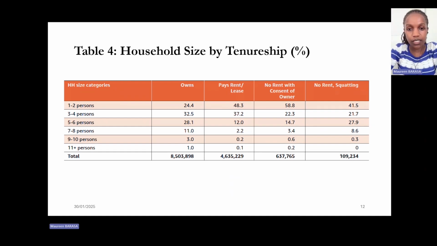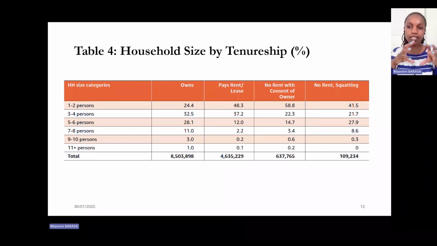The most dominant one is 1 to 2 persons, and it's at 58.8%. Then for no rent or squatting, that is 41.5%. That is an average of 1 to 2 people.